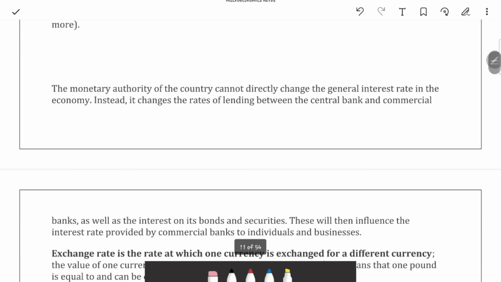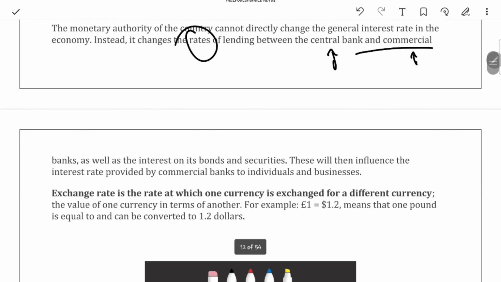Okay, the monetary authority of the country cannot directly change the general interest rate in the economy. Instead, it changes the rates of lending between the central bank and the commercial bank. So you can't just simply change the interest rate. Instead, you can change the rate of the lending between the central bank and the commercial bank, because remember, the commercial bank is run by the government. Okay, it's run by the country actually, and we've talked about this in the previous chapters. So for example, if the commercial bank gives less money to the central bank it will automatically increase the interest rates, okay, because they don't have enough money and they need money from the consumers.